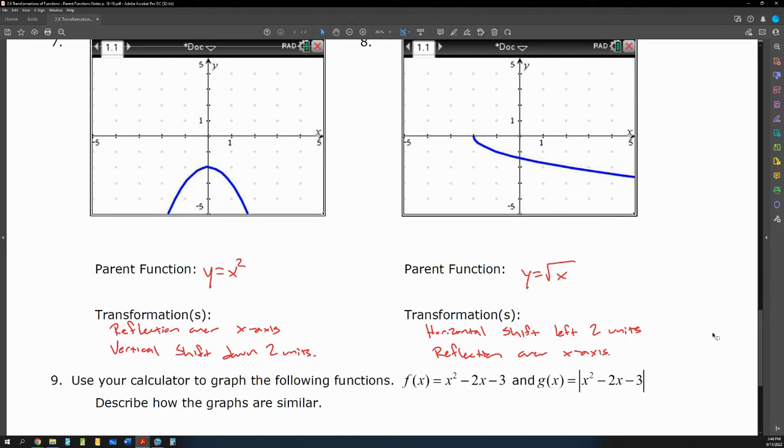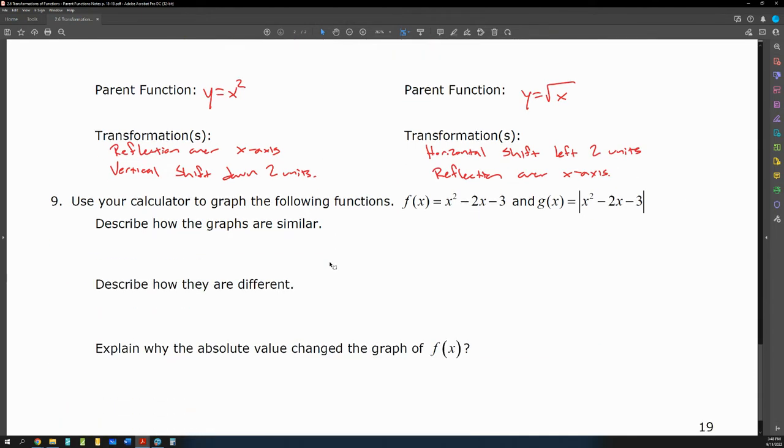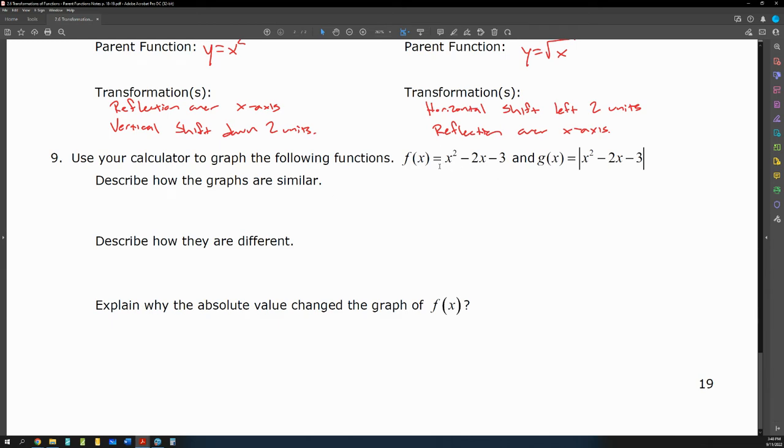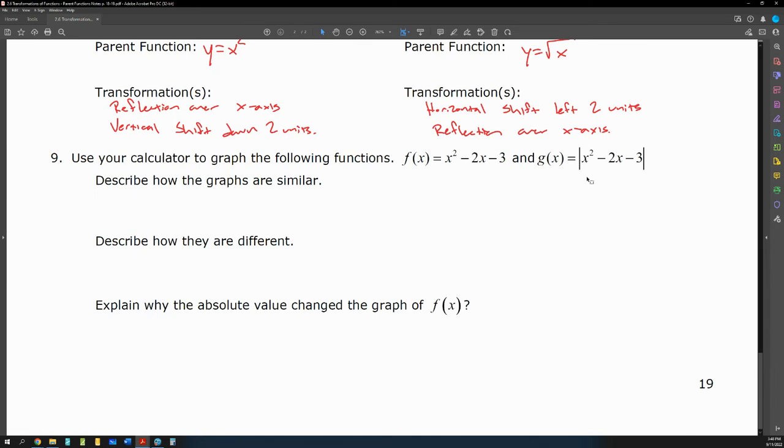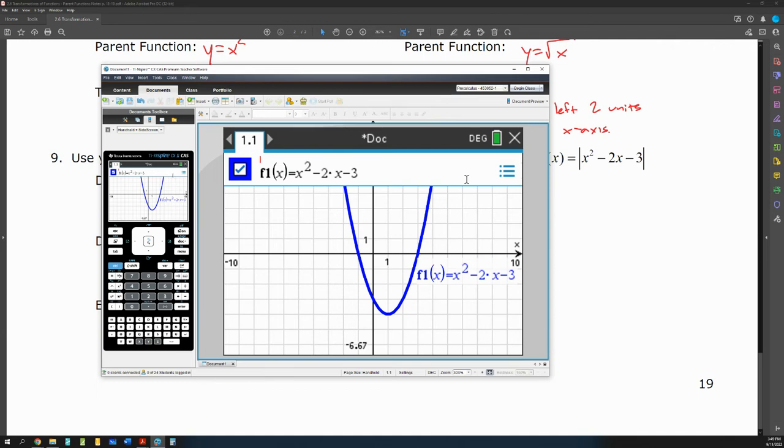Okay. Our last example here, go ahead and take out your Inspire and graph both of these functions, f of x and g of x. f of x is x squared minus 2x minus 3. And then g of x is equal to the absolute value of the same expression. To get that absolute value, by the way, you can hit this key just to the left of the book, and that's your functions. So we'll stack both of those on top of one another.